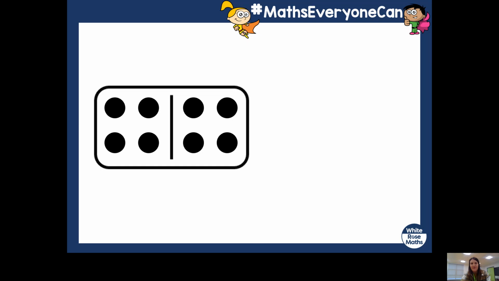So there's our dominoes. You need to count both sides. So we wouldn't count 1, 2, 3, 4, 1, 2, 3, 4. We need to find out how many spots all together. 1, 2, 3, 4, 5, 6, 7, 8. Make sure you're using that counting finger.